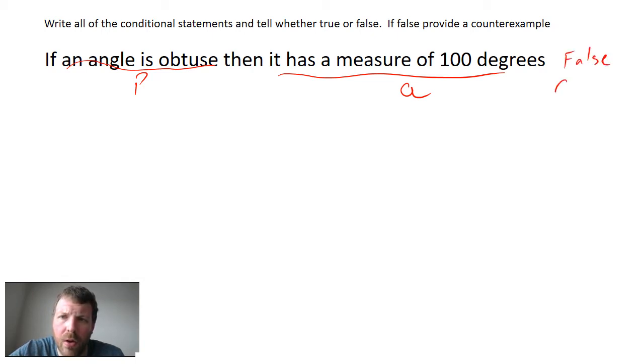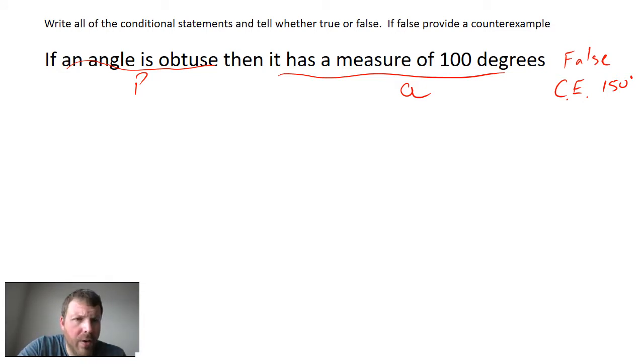And the reason why it's false is because I can provide a counterexample. Anything that is obtuse that's not 100 degrees. So you can just give me a measurement. You could say 150 degrees. That's obtuse, right? It's not 100 degrees. So that's false. All right, so let's look at the converse of this.